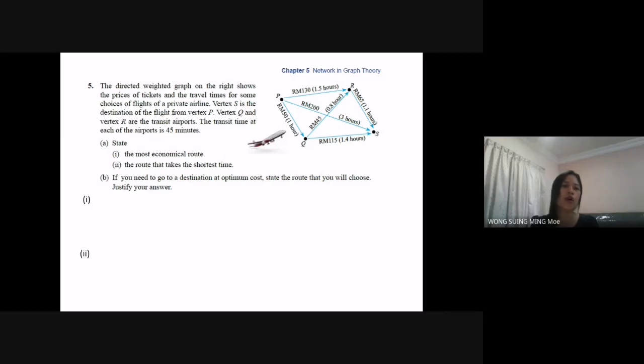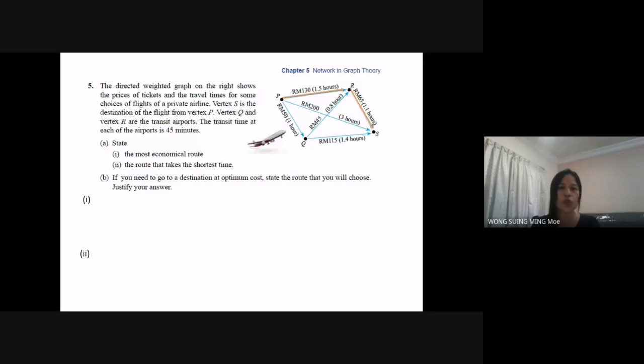A: state the most economical route. Just now from the question, where is the destination? Vertex S is the destination of the flight from vertex P, which means from vertex P you go to S. Actually, we have quite a number of routes, so which one is the most economical route? We list them one by one.